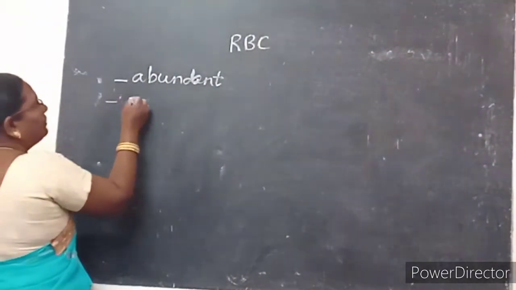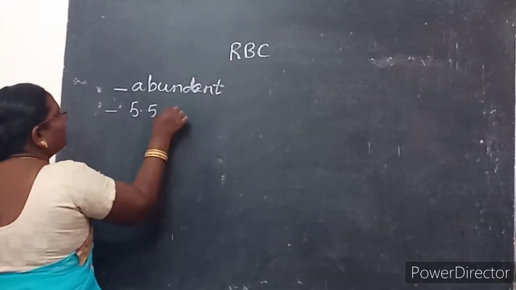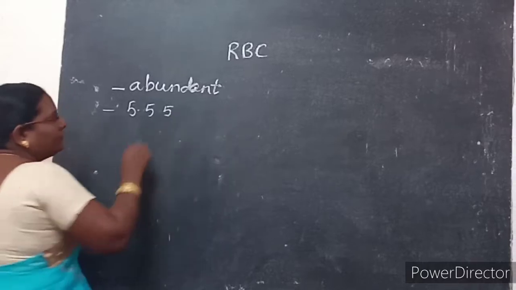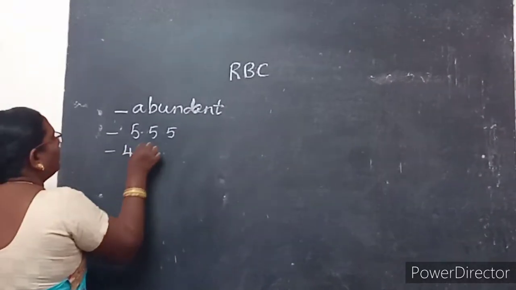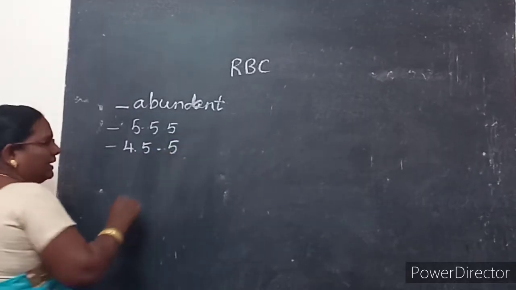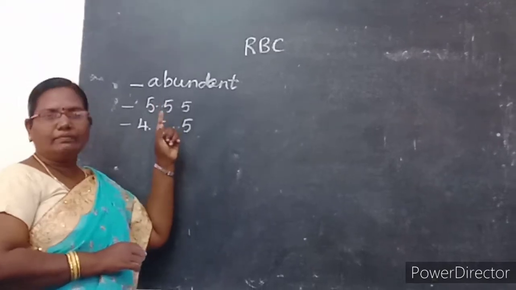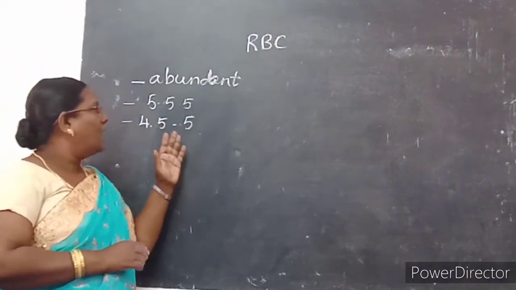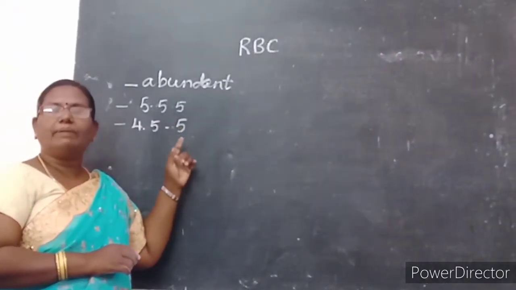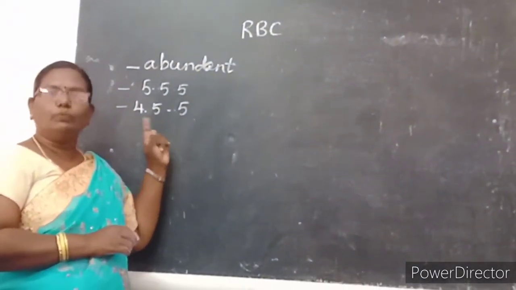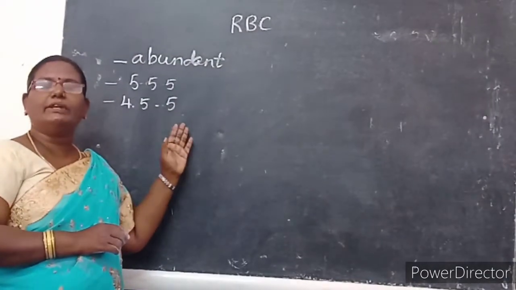So the count of red blood cells in a healthy man is 5 to 5.5 million per cubic millimeter of blood. In a healthy woman, it is 4.5 to 5 million per cubic millimeter of blood. So they are abundant when compared to the other blood cells.